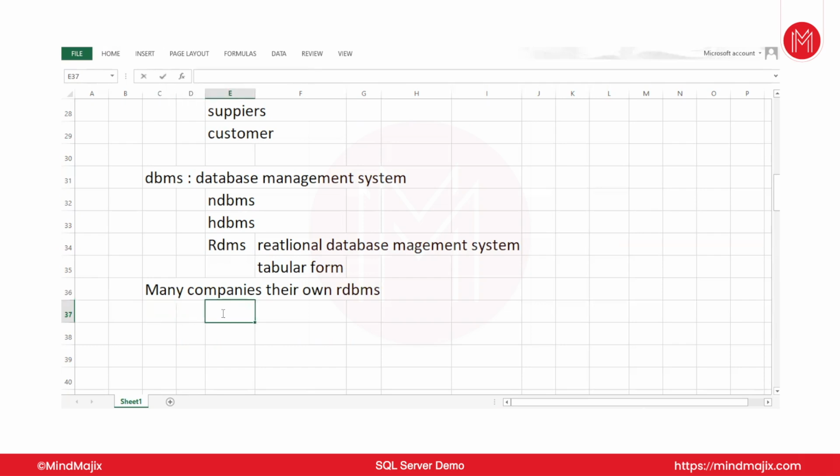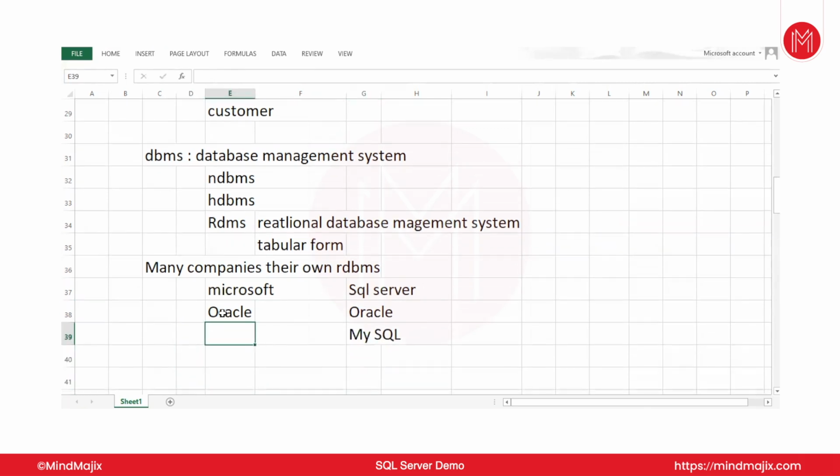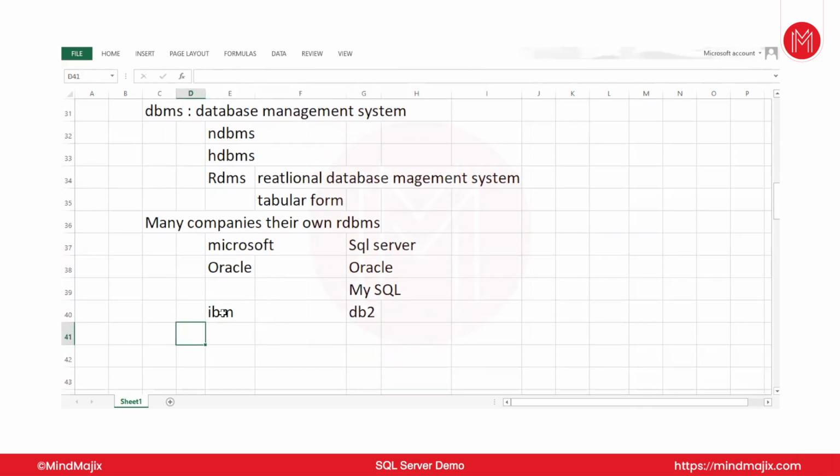For example, Microsoft has SQL Server. Oracle has Oracle RDBMS, and they have MySQL as well. IBM has DB2, Database 2. Like this, we have many. Here we are learning this Microsoft product. Why? Because Microsoft has more advantages than any other RDBMS across the globe.